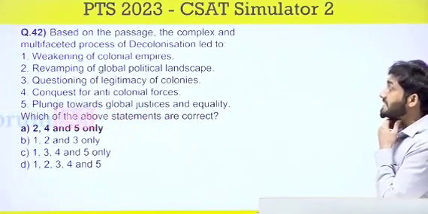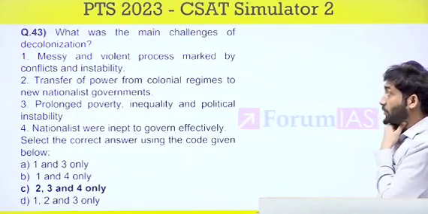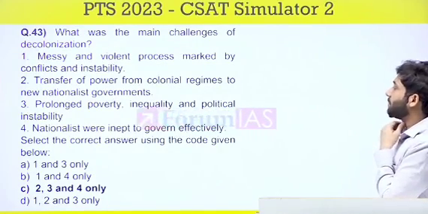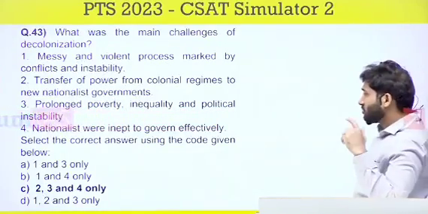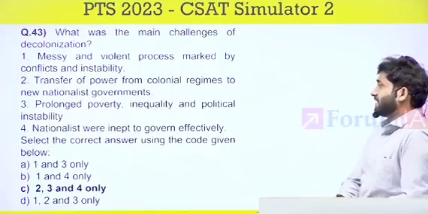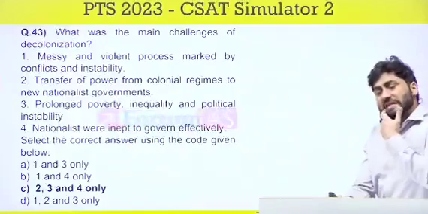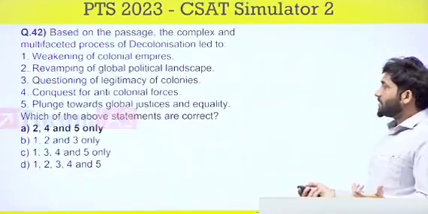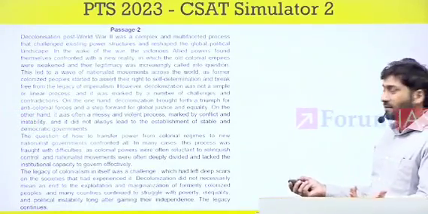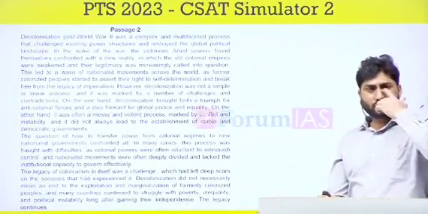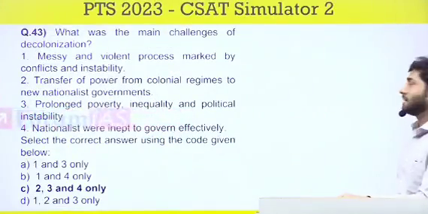So you might have got this one easily. Prolonged, because the fear of prolonged poverty, inequality and political instability, that could have been better then. So "nationalists were inept" also could have been better framed, this option. "Nationalists were inept to govern effectively." This line is actually said in our passage, but in some other context. The institutional capacity was not there, but institutional capability they lacked. They did not lack it altogether; it was one presumption, one assumption. So that is the reason the whole sentence could have been used here. It would have been better, actually.